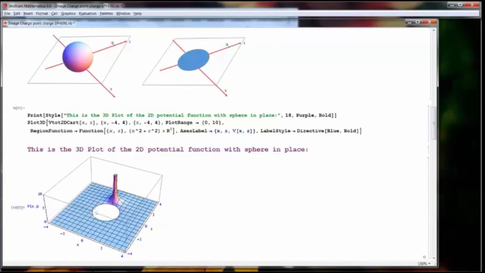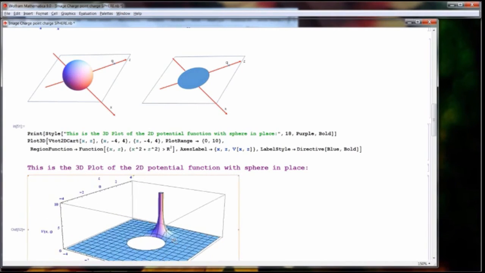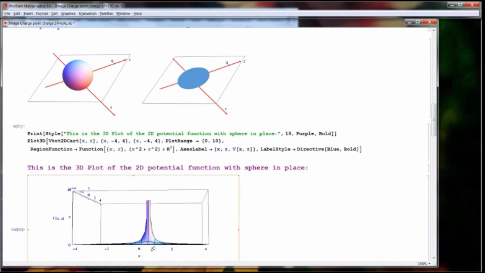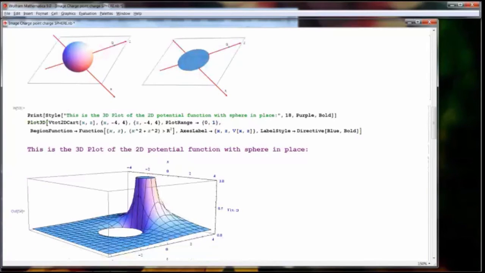Here is the point charge. The important thing is that there's potential everywhere outside of that sphere. There's potential even here. Now you can't see it. I can show you that it's infinitesimal, but it's there. Let me take the plot range and take it down so that it's more sensitive. So let's try 1. Well, you still can't see it.